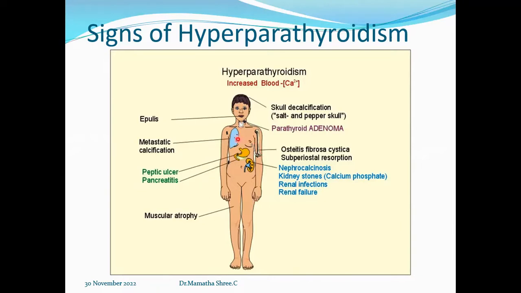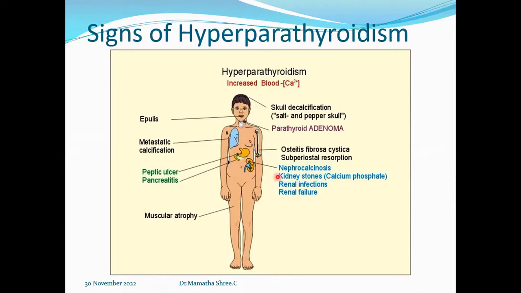For example, there is lung calcification. There is calcification around the pancreas, which causes pancreatitis. There can be peptic ulcer because of that. Then there will be nephrocalcinosis, that is accumulation of calcium in the kidney, resulting in kidney stones.